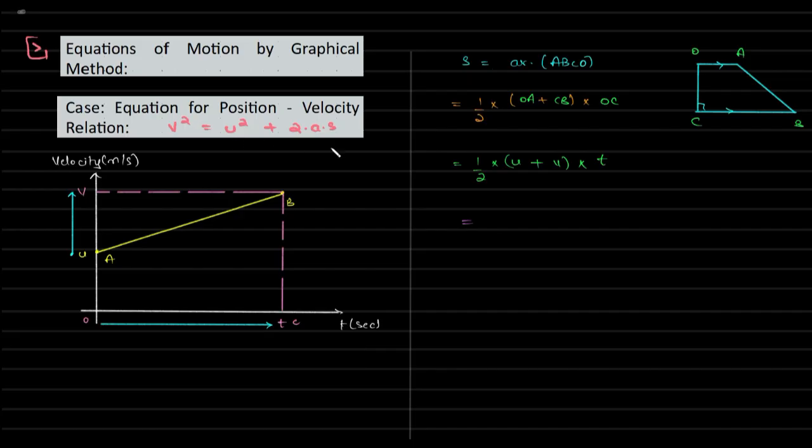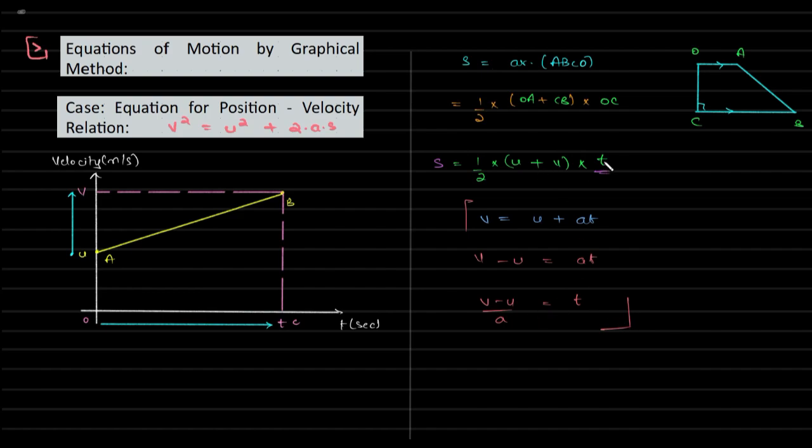We want an expression where V square is equated to U square plus 2AS. For that to happen, there are quite a few things that need to go. Time is not there. So what to do? We will get an expression for time from V is equal to U plus AT. So we have V minus U is equal to AT. And if I transpose A onto the left hand side, V minus U by A is equal to T.